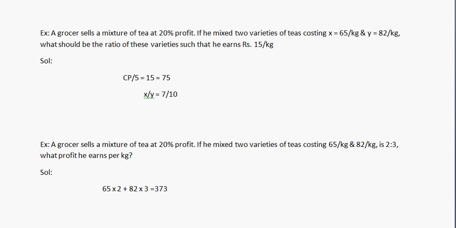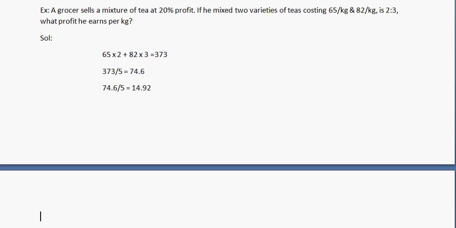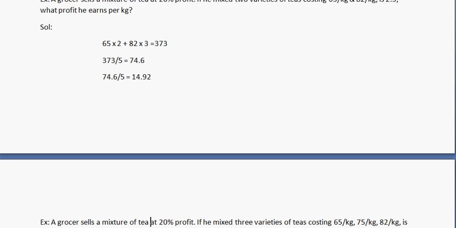Now the total tea he has is 5 kgs. So what would be the cost per kg? It would be this, which would become 74.6. Now this is the cost price. He is earning 20% profit over the cost price. So profit would be 74.6 divided by 5. Whatever is the answer would be your answer. I think it was 14.92. Just calculate it for yourself and see, you get the right answer. So this is very easy.